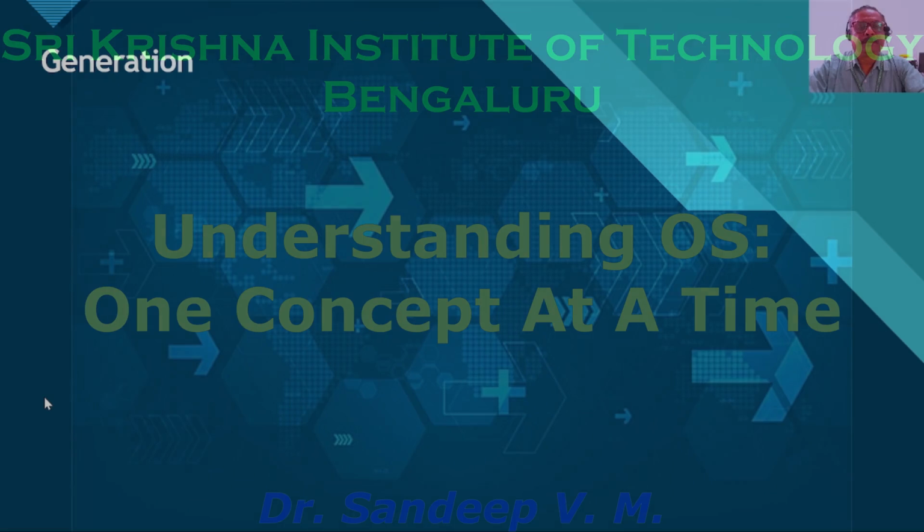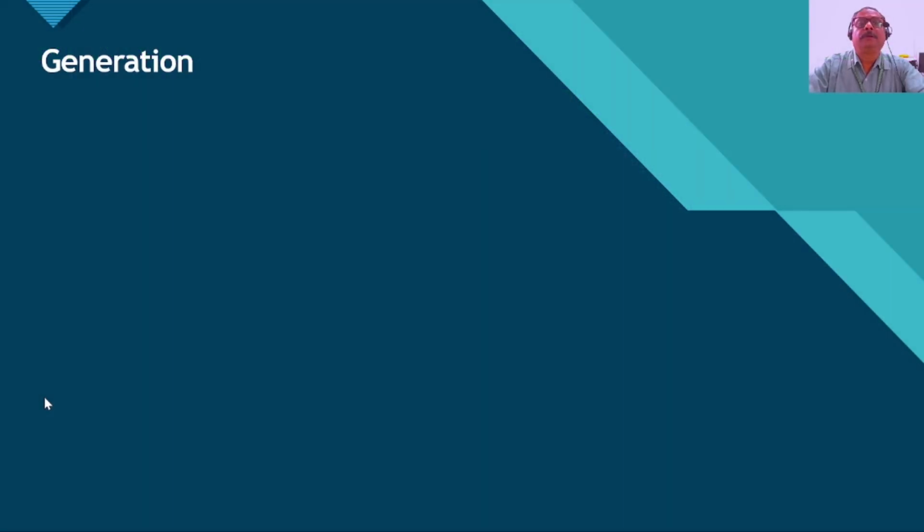The next topic in this series is system generation. System generation is the process of customizing an operating system for a specific computer setup.